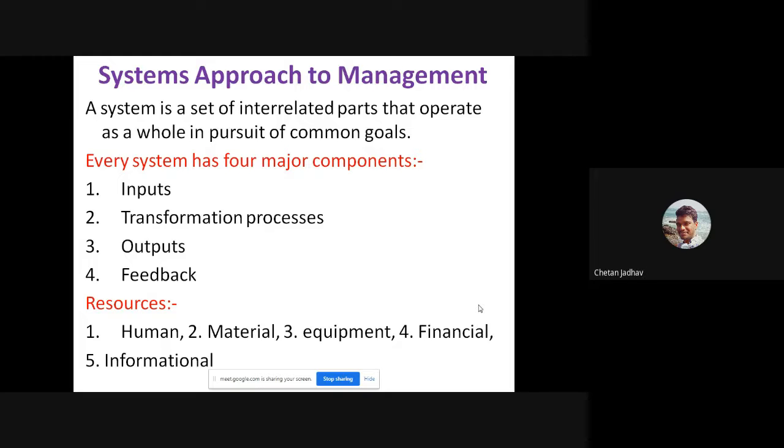So as per the resources of the system approach, what are the resources? First is human, then material, meaning raw material, then equipment, whatever machinery, then financial support from the organization as well as the vendor, and resource, then information. Okay, these are some important resources.